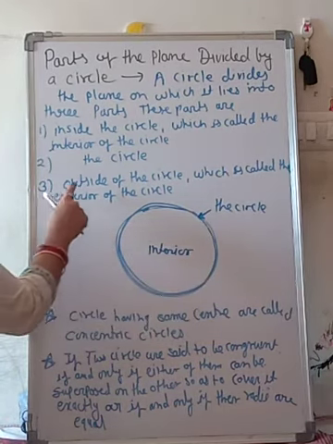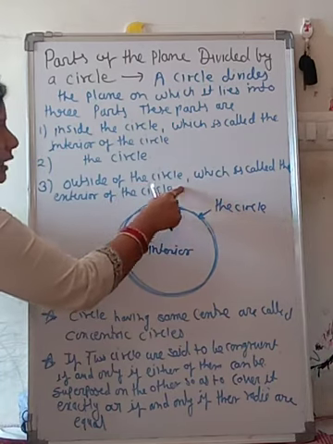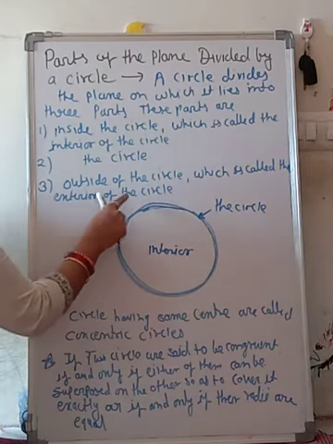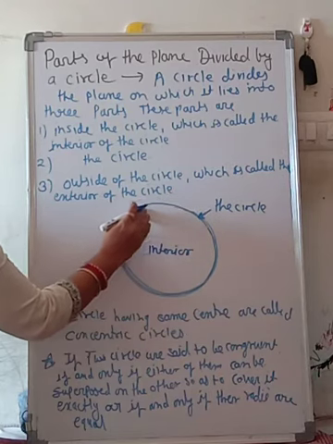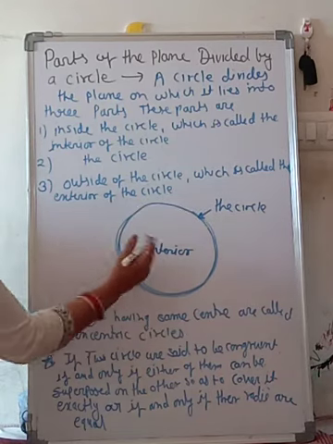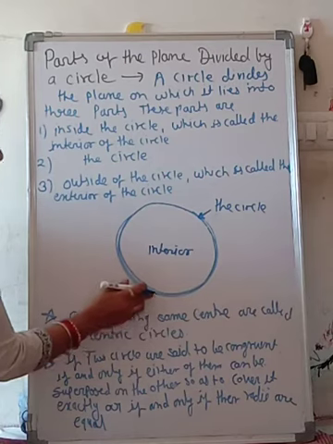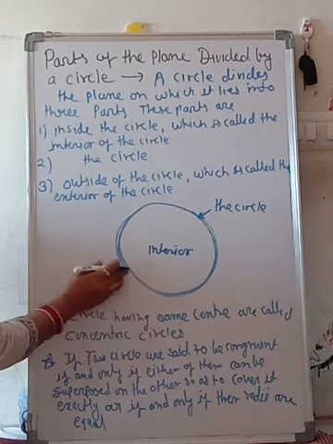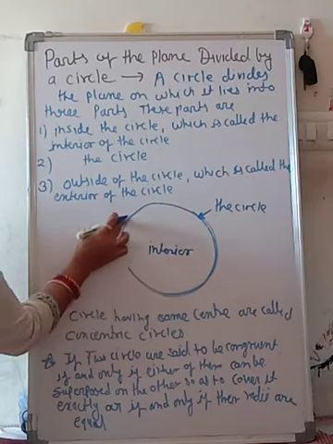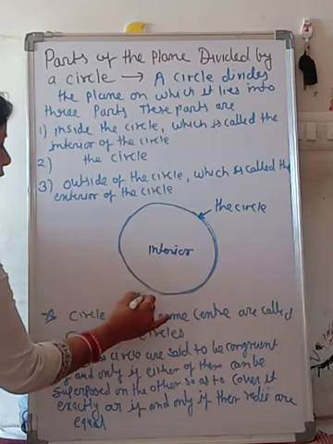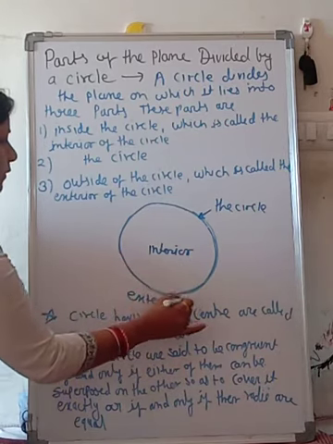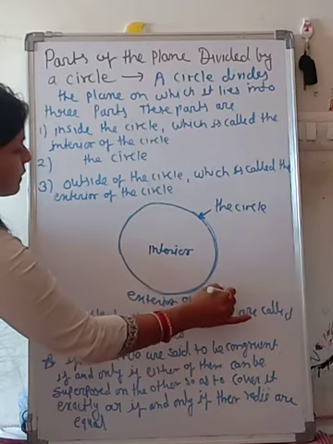Now the third part is outside of the circle, which is called the exterior of the circle. Outside of the circle, it means the outside. Sorry, outside of the circle. So this part is called the exterior of the circle.